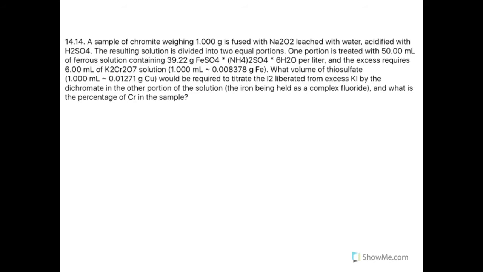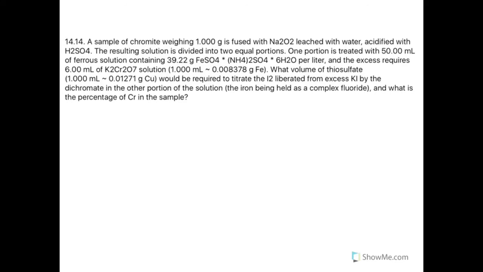So to answer question number 14 in this chapter: a sample of chromite weighing 1 gram is fused with Na2O2, leached with water, and acidified with H2SO4. The resulting solution is divided into 2 equal portions.